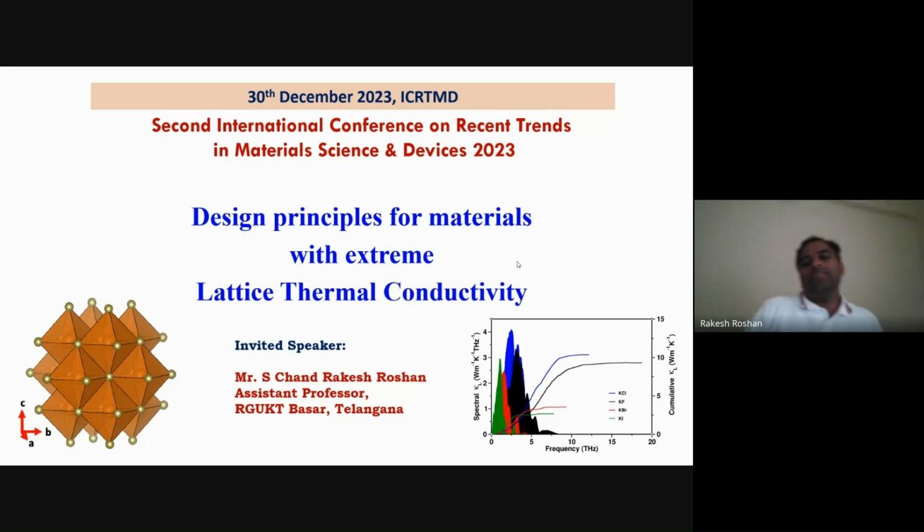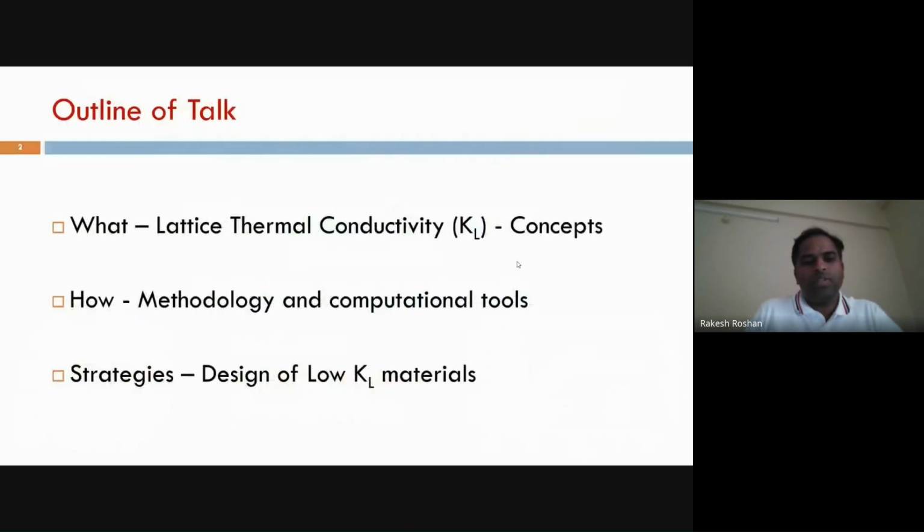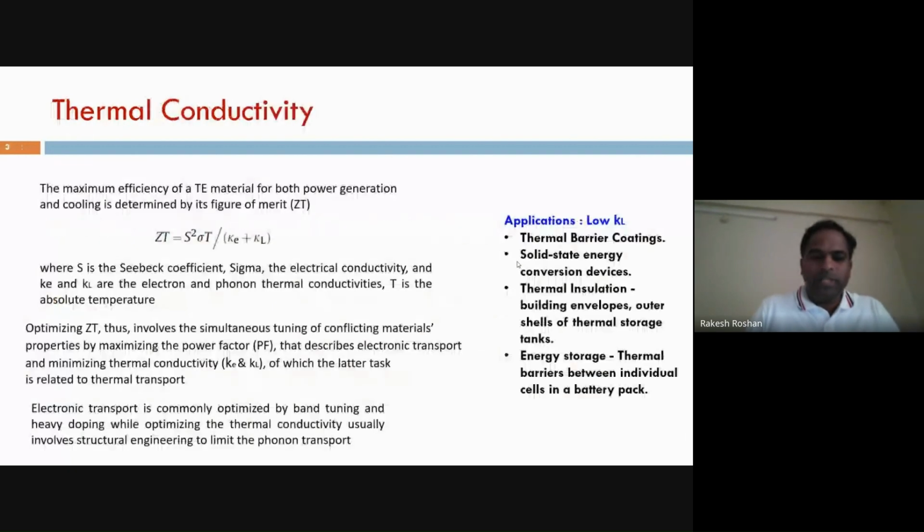So the title of my talk would be Design Principles for Materials with Extreme Lattice Thermal Conductivity. The outline of the talk is as follows. Basically, I'll talk about what lattice thermal conductivity is, concepts related to that, why we need to calculate it, and how we calculate it, the methodology and the computational tools that we have used. I'll also talk about the strategies that we have come up with for the design of low KL materials, that is, materials with low lattice thermal conductivity.